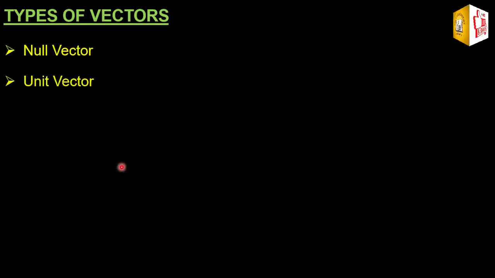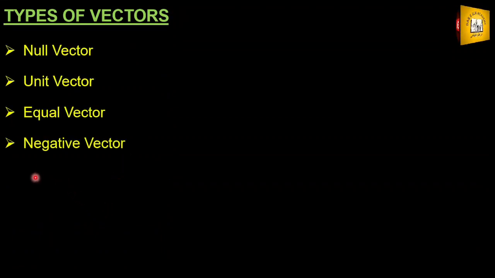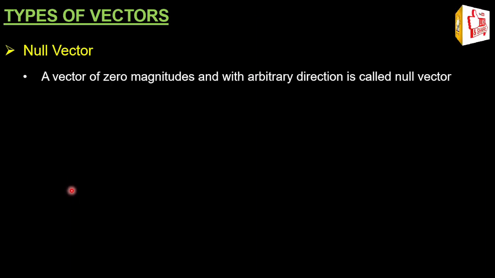5 types of vectors are flashing on the screen. We will not discuss position vector yet in this lecture because to understand them we must have some additional knowledge of the basic concepts of vectors. Let's first discuss the null vector. The vector is defined as a vector of zero magnitude and with arbitrary direction is called null vector.